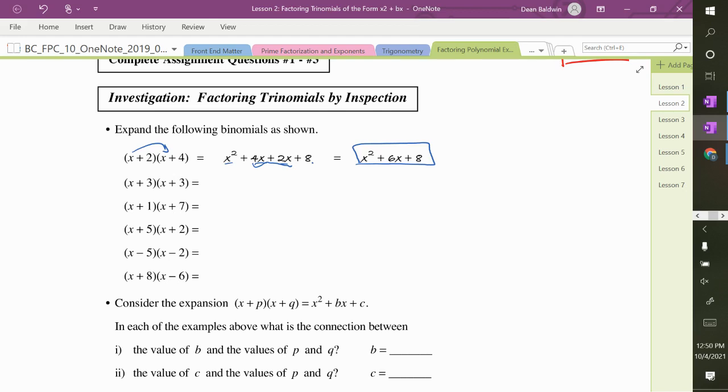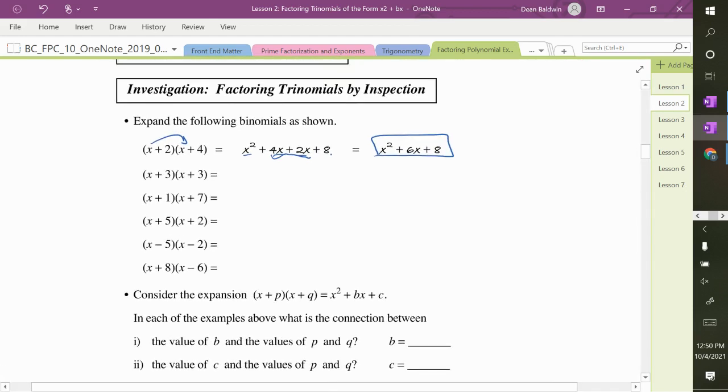Go. Please. Because we all know how to FOIL, right? X squared plus 6x plus 9. Is that what people got? All right.